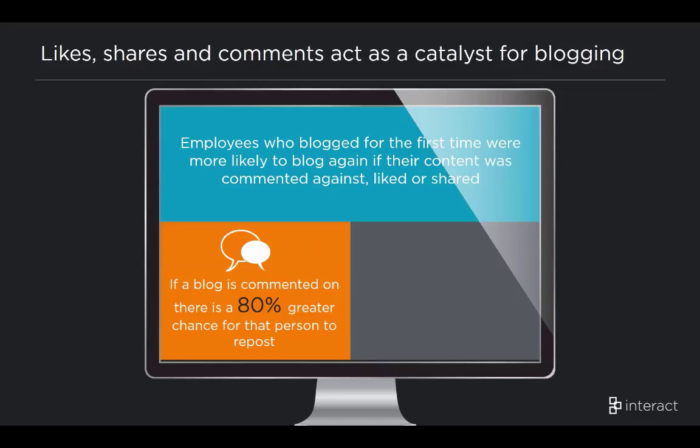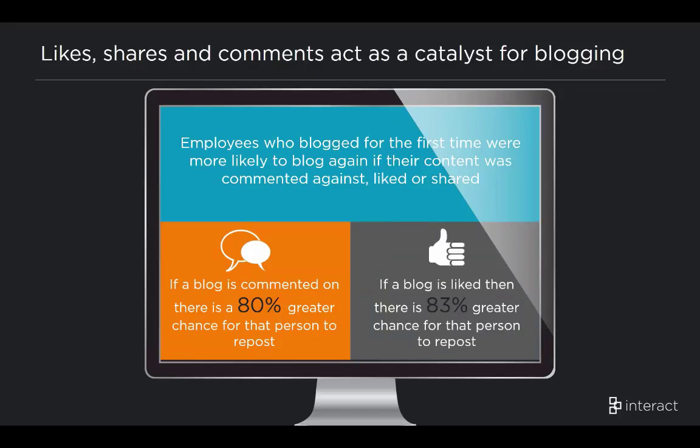So think about this. If a blog is commented on, what we found is that the author is 80% more likely to publish again compared to someone who did not receive any comments on their blog. So please encourage people to come in and comment on these types of things. Not only are you going to capture some valuable insights, but you're going to encourage a culture of blogging again because people want to feel like they're being heard.